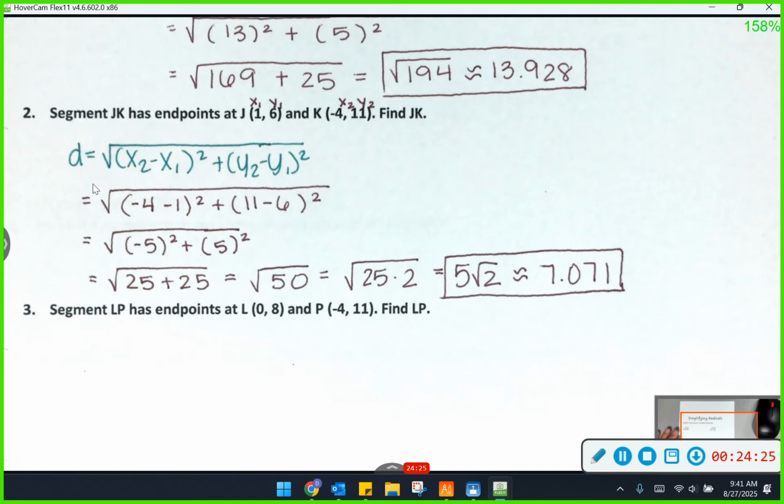Are we okay? Kind of. I want you to do numbers 3 and 4 on your own without a calculator. You do 3 and 4 without a calculator. Go.